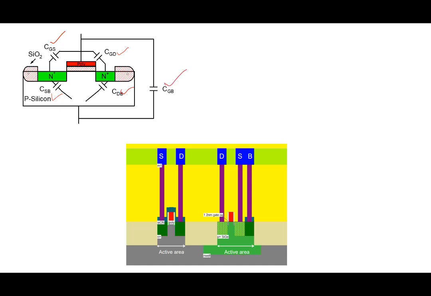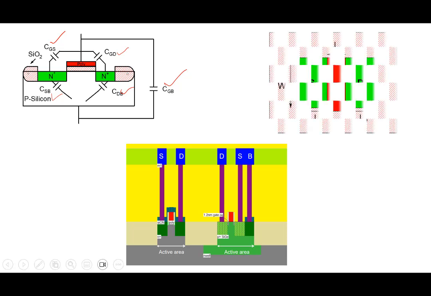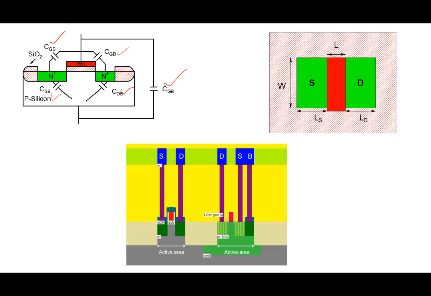Right, so most of the capacitors are shown over here. So when you want to calculate or estimate the capacitance, this is a cross-sectional view, right? It's a cross-sectional view of a MOSFET. If you take a slice of it, this is what you would find.